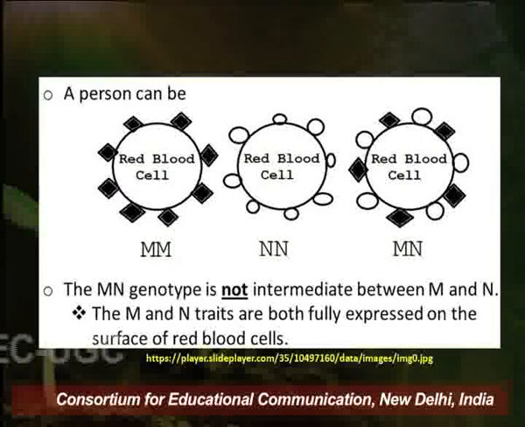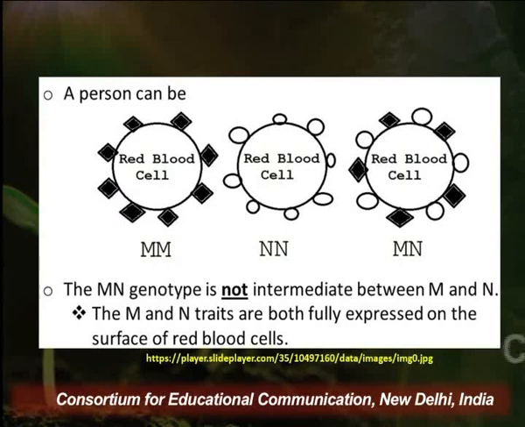We agree that it is less clinically important, yet it forms a very good example. So that means a person can be having an RBC with MM, capital M, or capital NN. What is important is that if an individual has capital M, capital N, then he or she doesn't show an intermediate type. This is a different type altogether, which again illustrates the example of codominance. So that means this is entirely a new genotype or a third genotype.